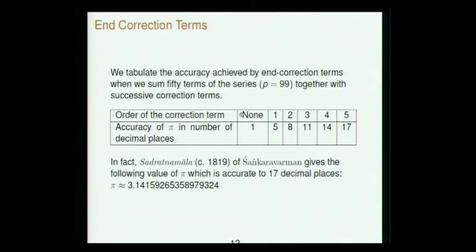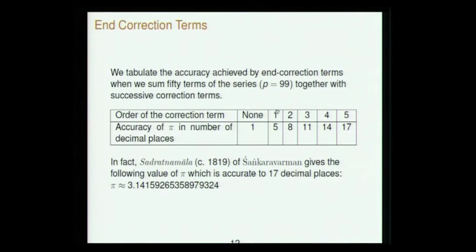So today we can do a tabulation. So we can write down the Madhava series, 1 minus 1 by 3, put the correction term and find out what will be the accuracy of pi in number of decimal places, say if you go 50 terms in the series. So if you put no correction terms, as I said, only one decimal place will be accurate. You have one correction term, 5 decimal places, two correction, the second order correction term, it gives you 8.